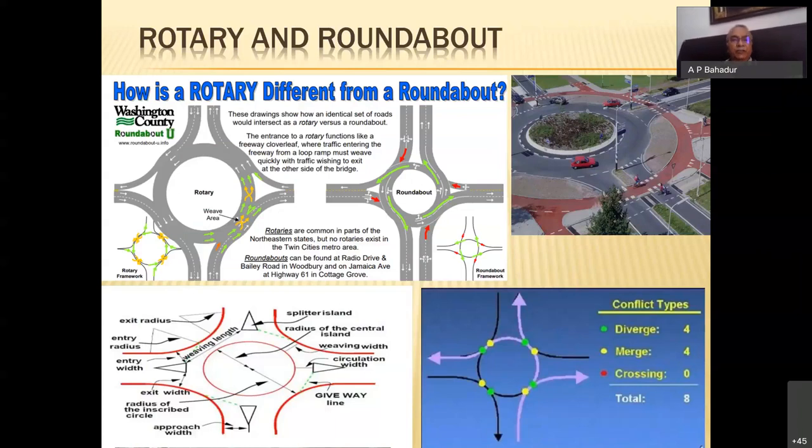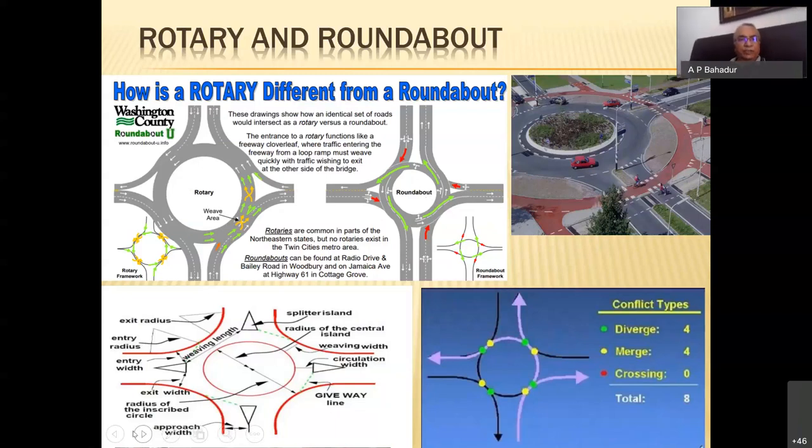Rotary, on the other hand, works on the principle of weaving in and weaving out. That is why in a rotary, as you can see in this figure, the length allowing the weaving is very significant. It has to have a proper weaving length so that traffic from different arms, as you can see here, come from different directions, merge, travel for some distance, and then weave out. So weave in and weave out. These are the principles for the rotary, which is basically large in dimensions. Roundabouts are small.